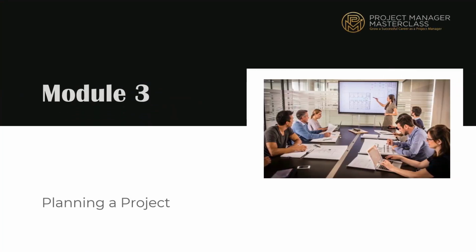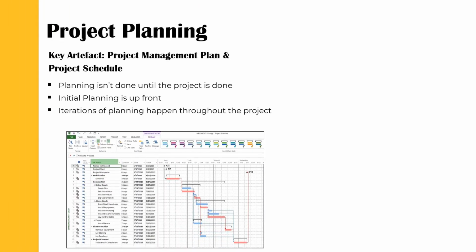Module 3, Planning a Project. Module 3 is all about planning. Planning a project is not a one-time event. It's an ongoing process. You'll need to revisit and adjust your plans as you get new information or as new obstacles or opportunities arise. It's important to be flexible and willing to change your plans if required. This can help you to keep your project on track and make sure it meets your goals.